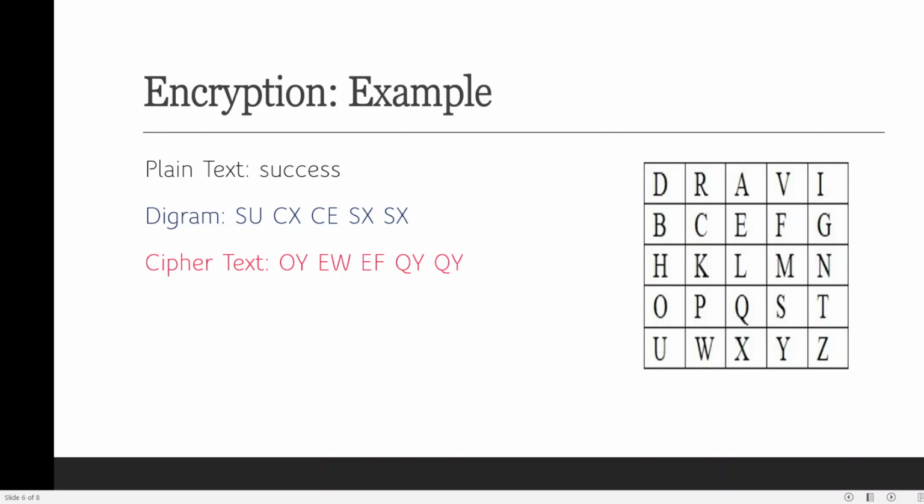C is replaced by E, which happens to be in the same row as C, but in the same column as X. Then X is replaced by W, which happens to be in the same row as X, but in the same column as C. Then you have CE. Here C is replaced by its next character E, and E is replaced by its next character F. Then you have SX. Here S is replaced by Q, which is in the same row as S, and which is in the same column as X.